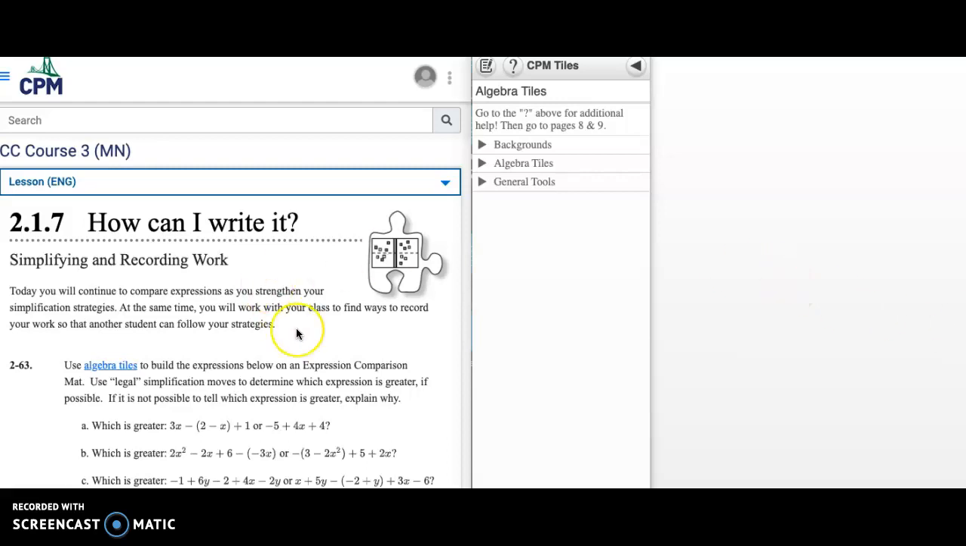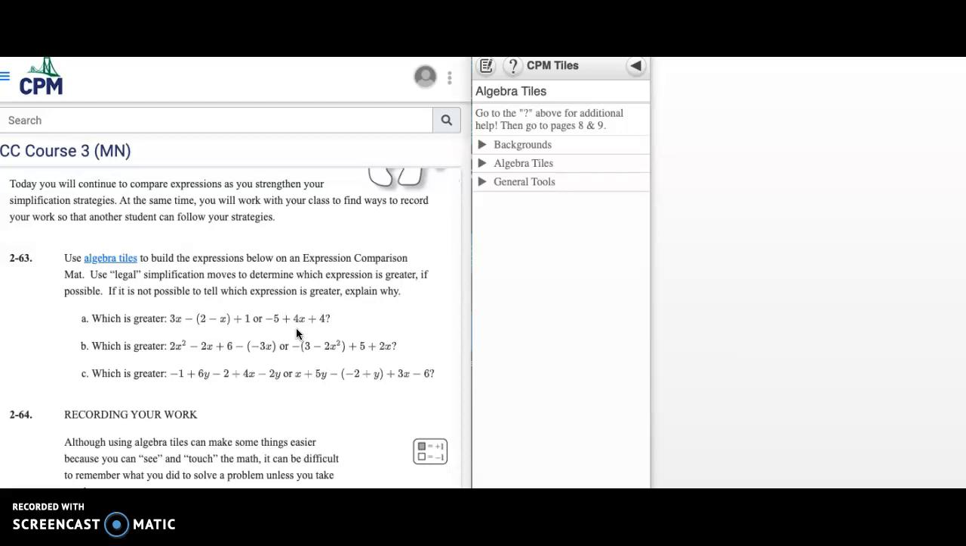So the first problem is problem 263. We're going to use algebra tiles to build the expressions below on an expression comparison mat. And then we are going to use our legal simplification moves that we've been practicing to determine which expression is greater, if possible. If we cannot tell which expression is greater, we need to determine why we can't tell that. All right, so problem A. So we have these two expressions.